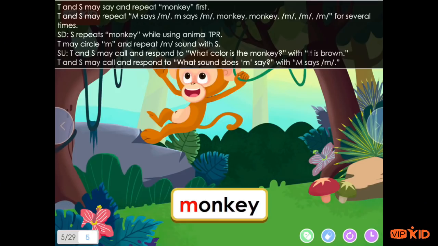Then teach the chant. M says mmm. M says mmm. Monkey, monkey, mmm, mmm, mmm. This is a great way to engage with your student to meet the learning objective. To scaffold up with the above level learners, on this slide you may ask, what color is the monkey? Eliciting that full sentence response of, it is brown.